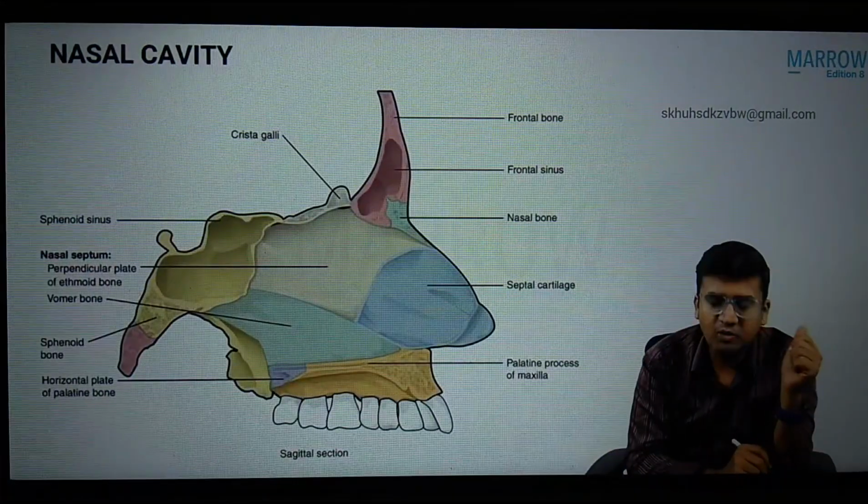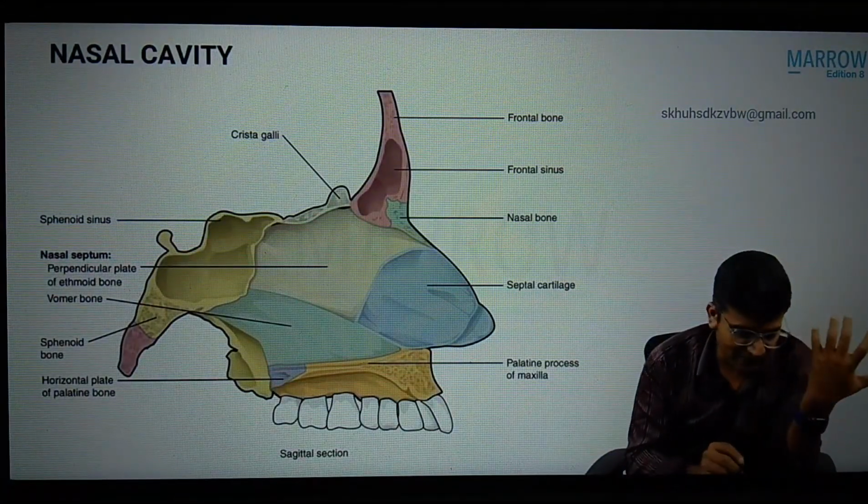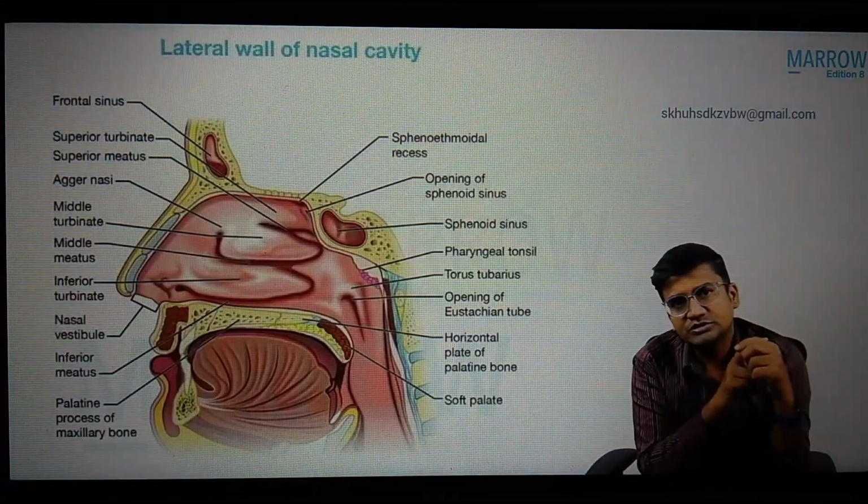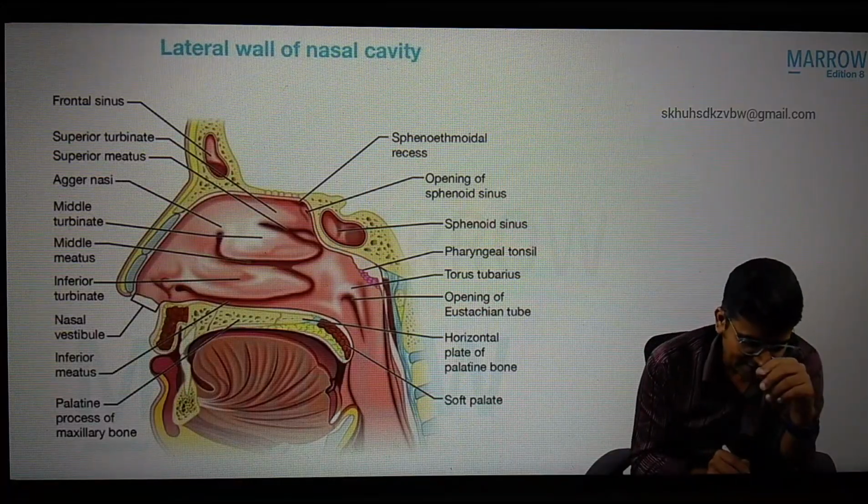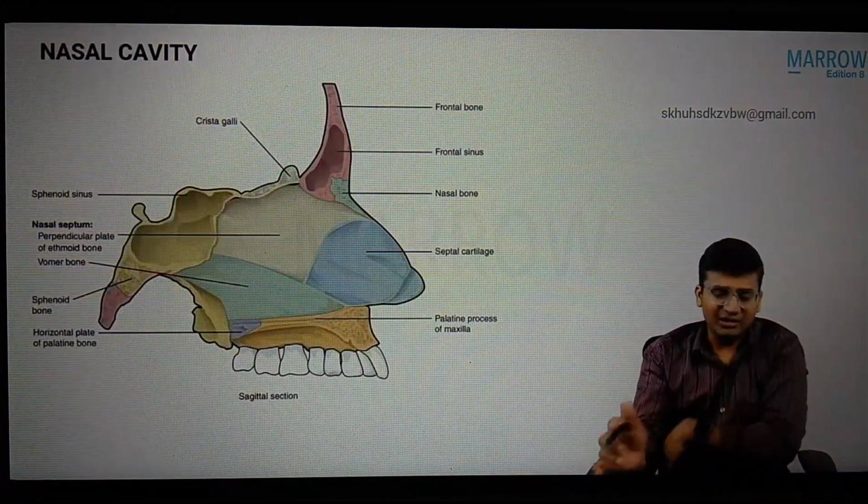So now we're going to start the nose. We're going to take the section in the sagittal plane. So we're going to see the medial wall of the nose, nasal septum, and the lateral wall of the nose. Okay, right. So now the medial wall.